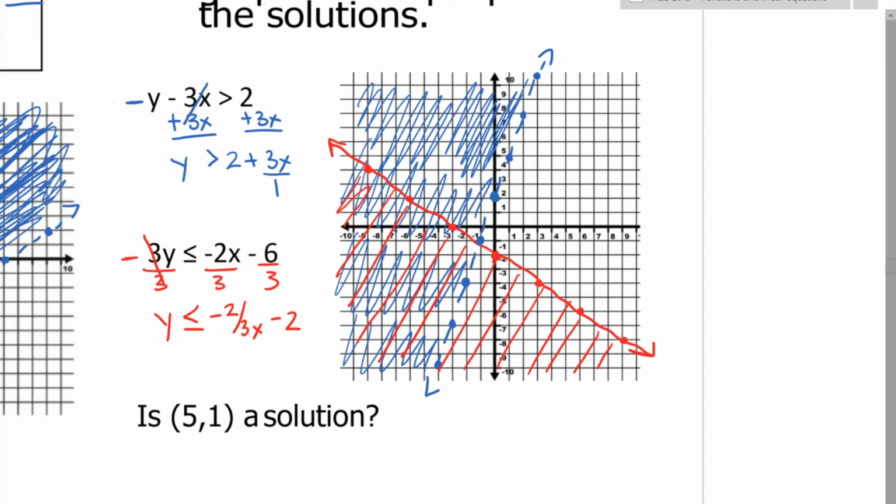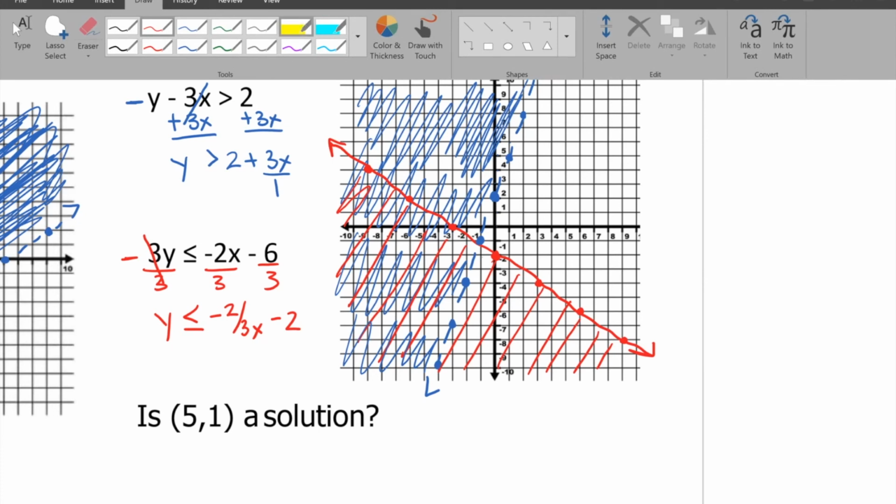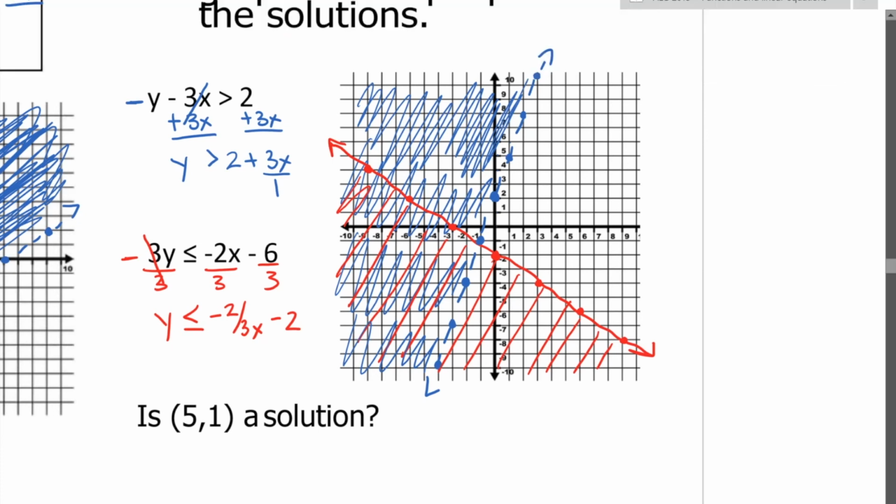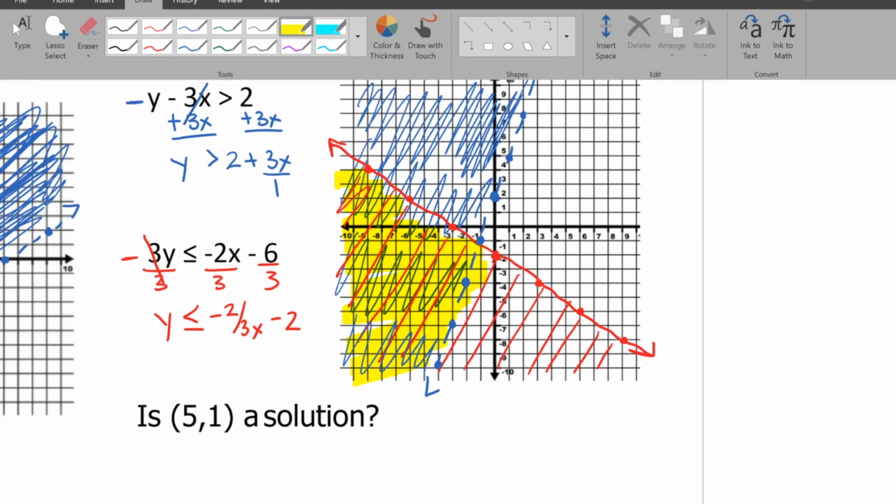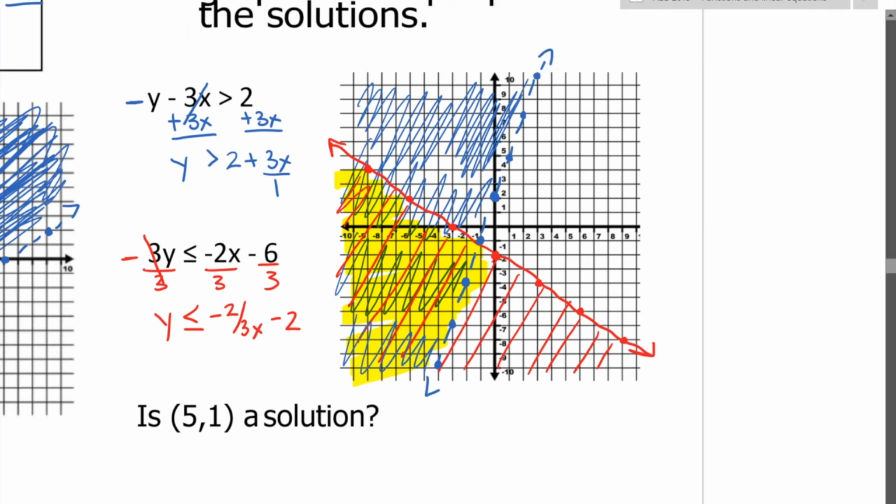Notice that they intersect, and I'm going to highlight where they intersect. So all of this area, yellow, is the solution to this problem. It is where both of my shaded areas intersect. The blue area is only for the blue answers. The red area is only for the red answers.